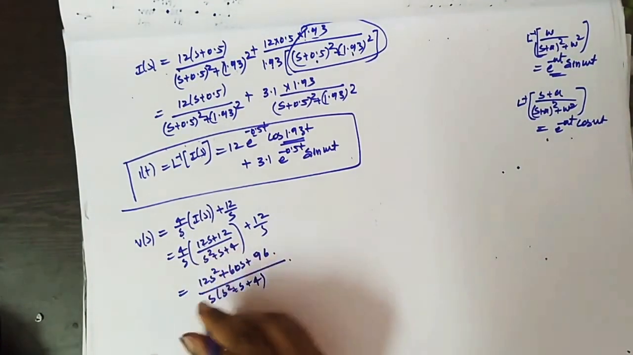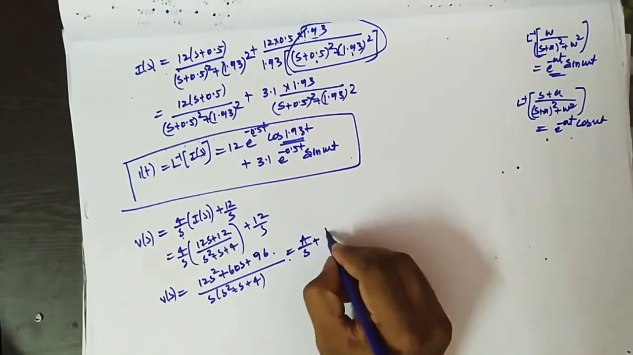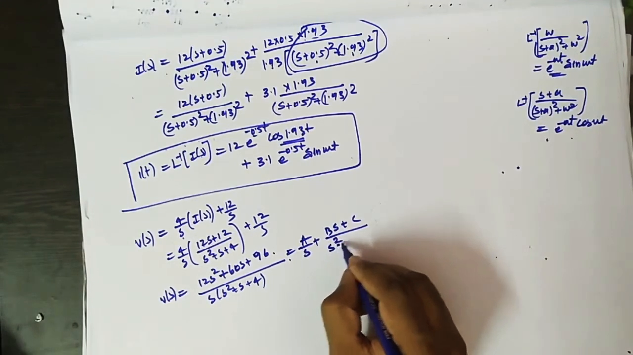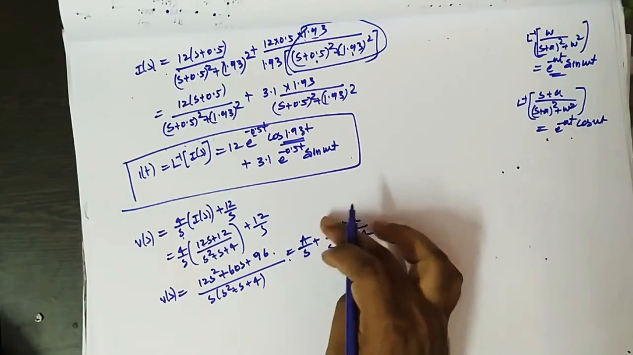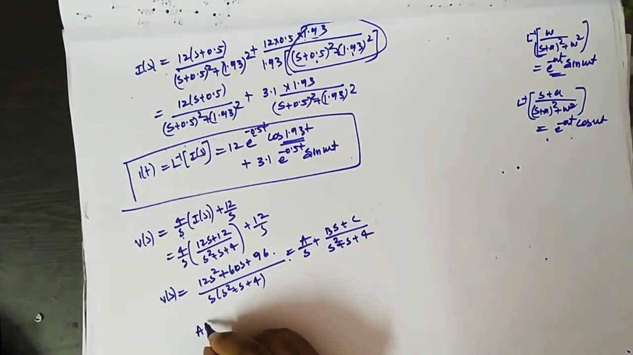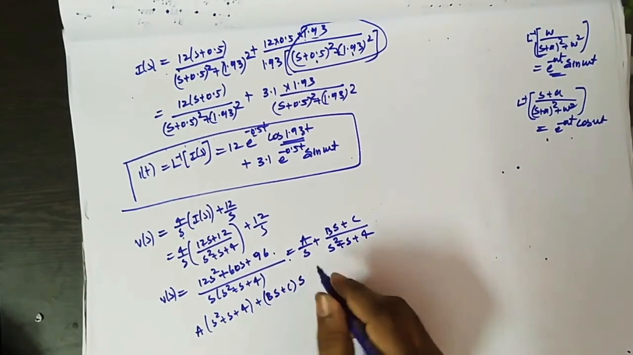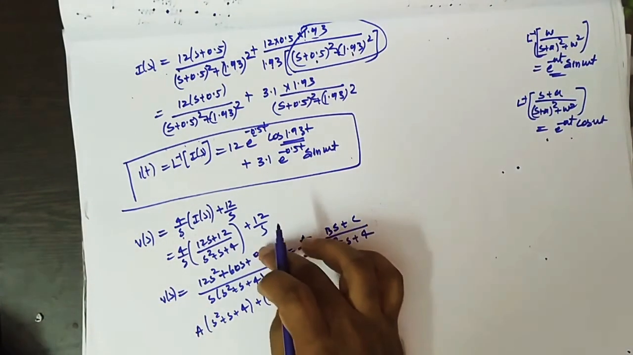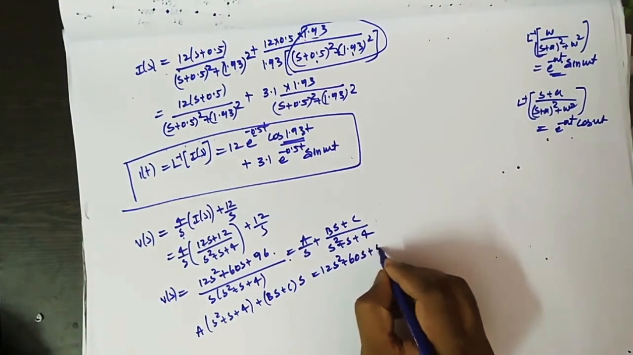So by partial fraction, V of s equal to A by s plus, since it is having complex roots, you can write Bs plus C by s square plus s plus 4. So solving this, taking this LCM, the numerator will be A of s square plus s plus 4 plus Bs plus C into s. So this numerator will be equated with what? With this term, that is 12s square plus 60s plus 96.